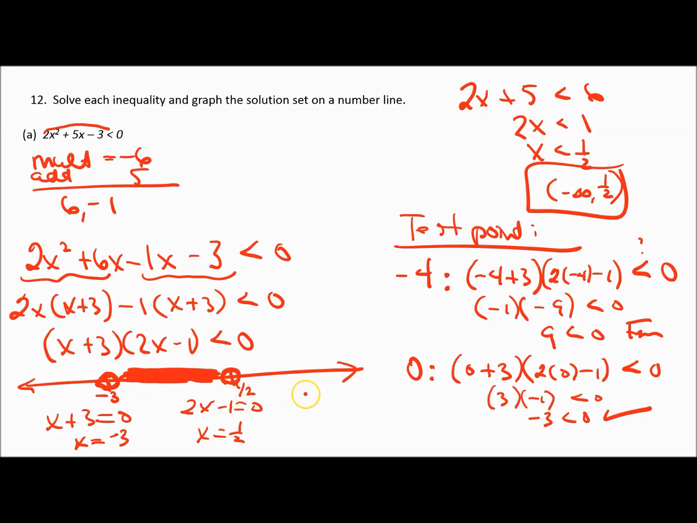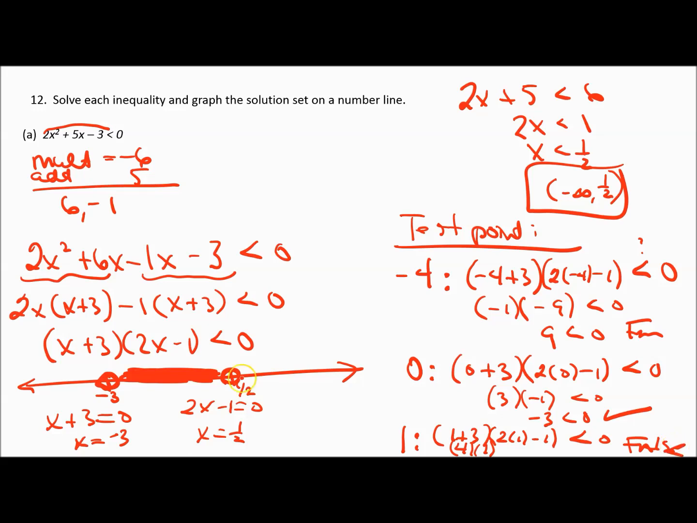So a number bigger than 1/2, 1 for example. I'm checking: is 1 plus 3 times 2 times 1 minus 1 less than 0? It's not. Okay, you do the math. That'd be 4 times 1, and 4 times 1 is positive 4. It's not less than 0.